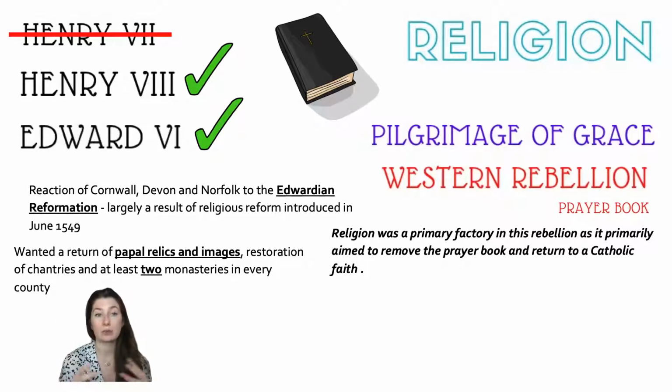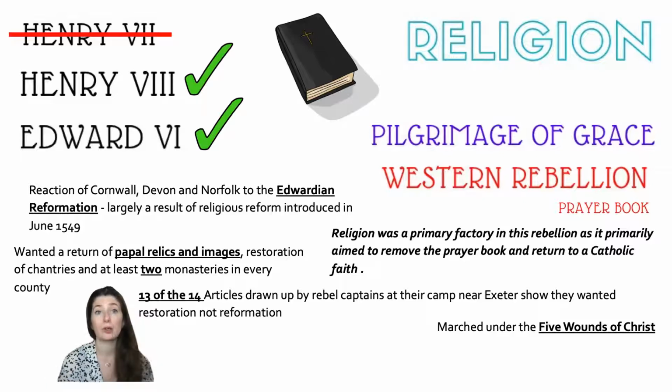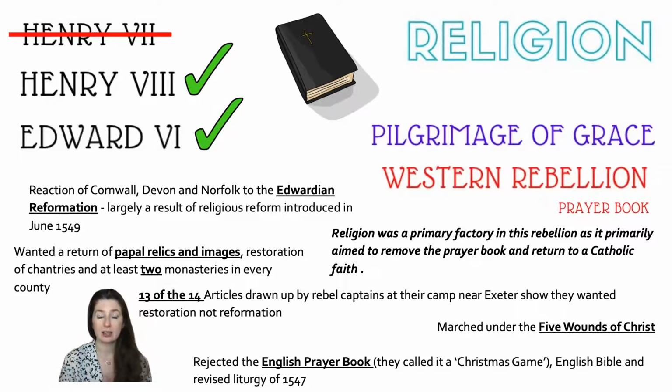Secondly, they demanded a return of papal relics, images, the restoration of the chantries, and at least 2 monasteries in every county, so very clearly religiously motivated demands. 13 of the 14 articles drawn up by the rebel captains at their camp near Exeter show they wanted restoration, not reformation. They also, as the pilgrims in the Pilgrimage of Grace, marched under the Five Wounds of Christ, and they rejected the English prayer book.